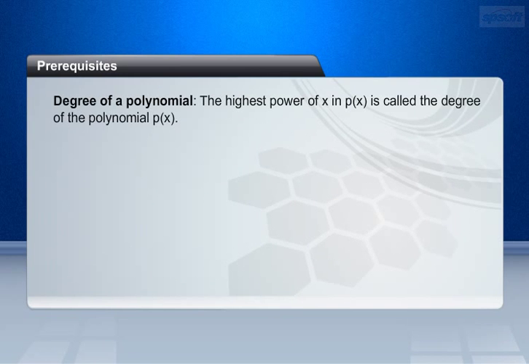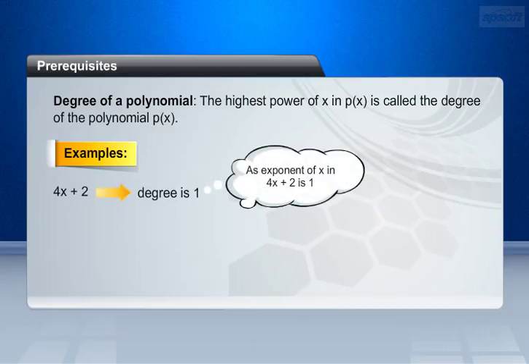Degree of a polynomial. The highest power of x in p of x is called the degree of the polynomial p of x, where p of x is any polynomial. Let us see some examples and find their degrees. Example 1. 4x plus 2. The given polynomial is 4x plus 2. From the given polynomial, we can notice that the highest degree of variable x is 1. Therefore the degree of the given polynomial, 4x plus 2, is 1.